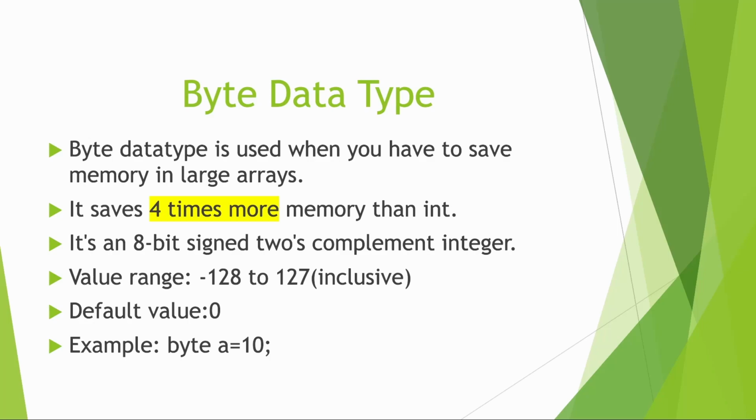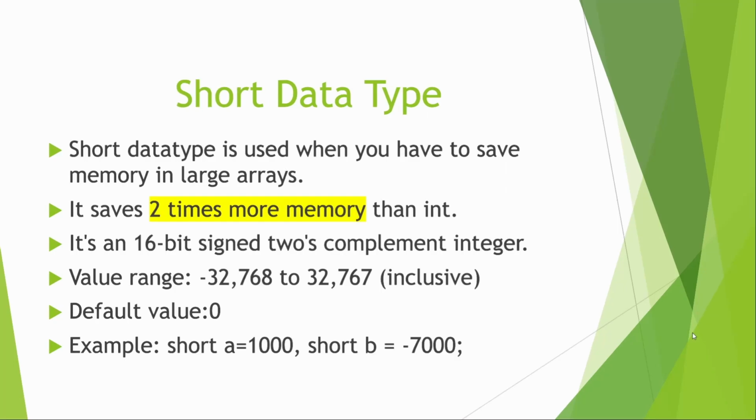Now, coming to the byte data type. The byte data type is the smallest data type among all the integer data types. It's an 8-bit signed 2's complement integer, and it saves 4 times more memory than integer. The value range is given here, and the basic example, byte a equal to 10, the default value is 0. You use the byte data type when you want to save memory in large arrays.